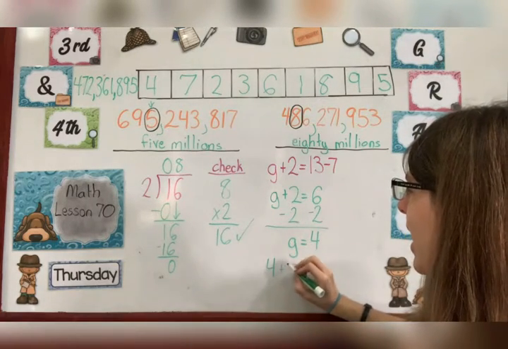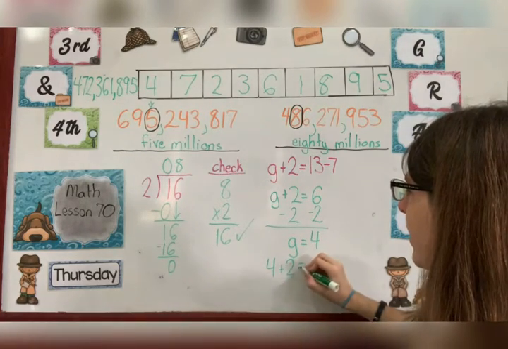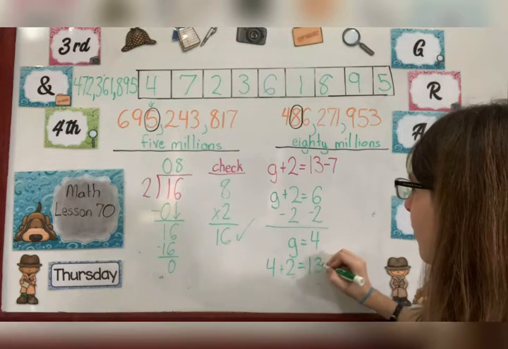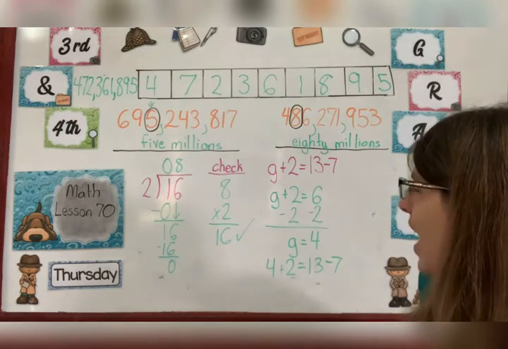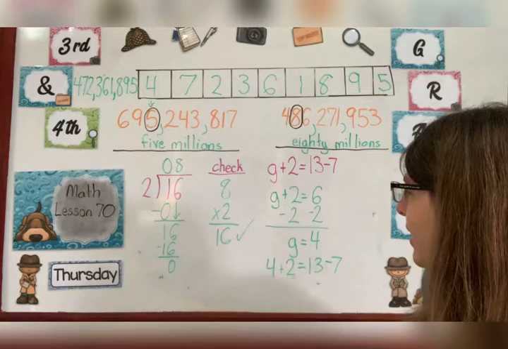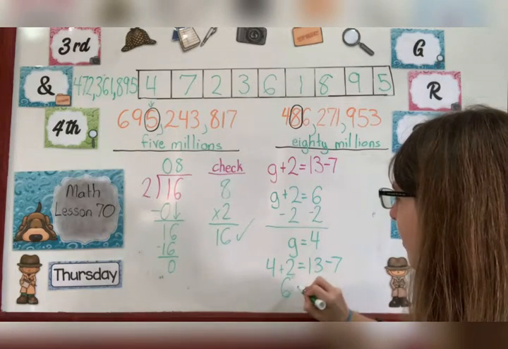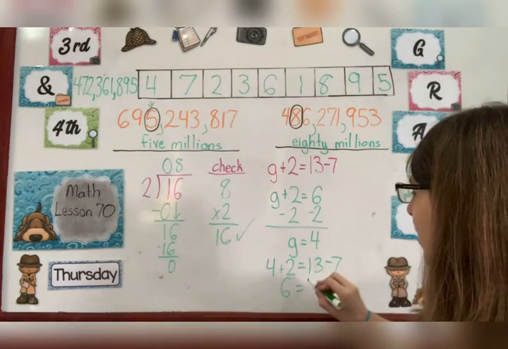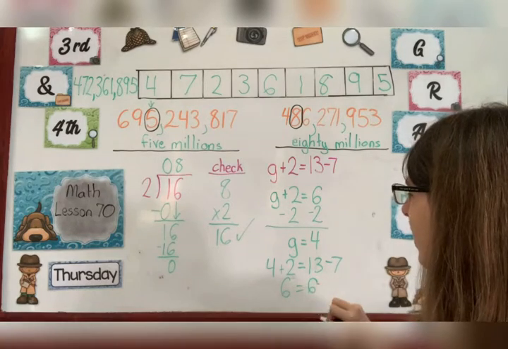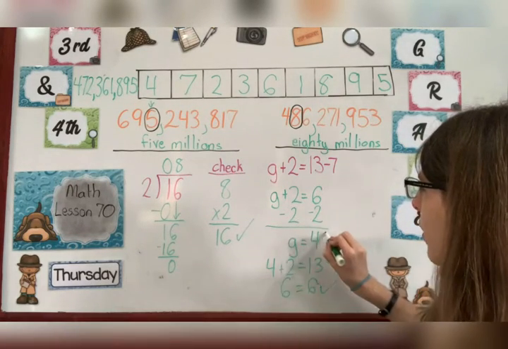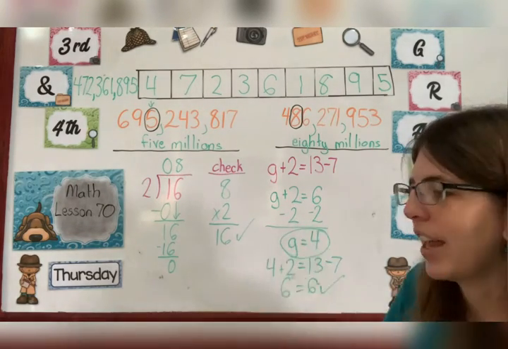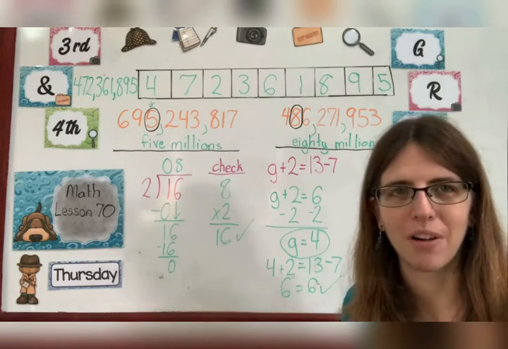All right, now to check, I put my answer in place of the G, and I write my equation exactly as it was before. And then I solve. 4 plus 2 is 6. 13 minus 7 is also 6. Since they match, I know I did it correctly, and my answer is G equals 4.